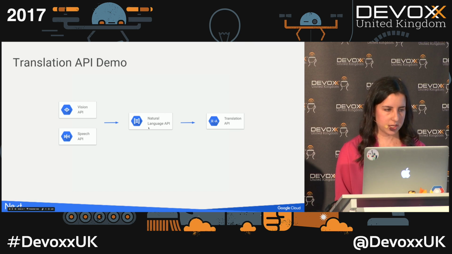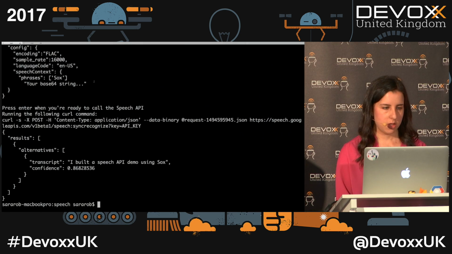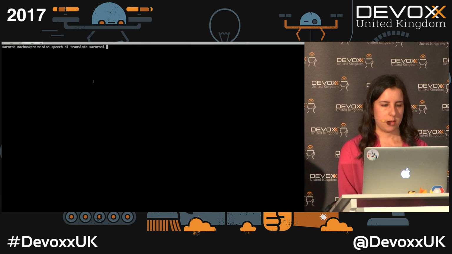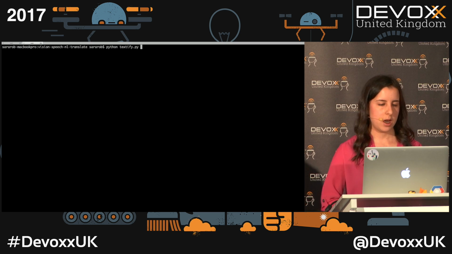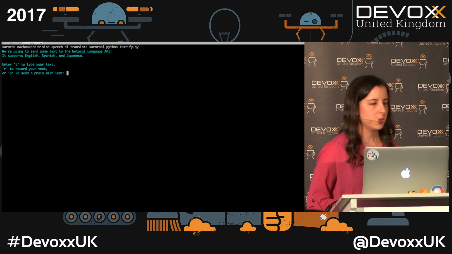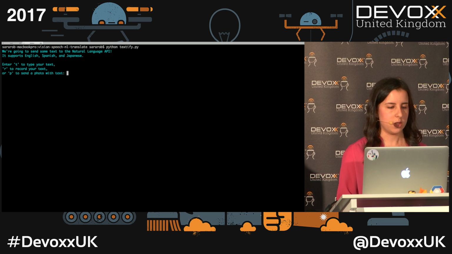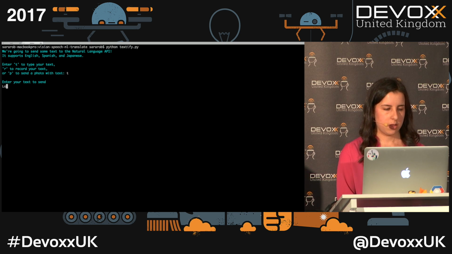So I'm going to show you a quick demo of this. I'm going to go to the command line here. And I'm going to call my Python script. And it's going to ask me, do I want to enter text, record text, or send a photo? And I'm going to start by just entering text. I'm going to say, London is one of my favorite cities.